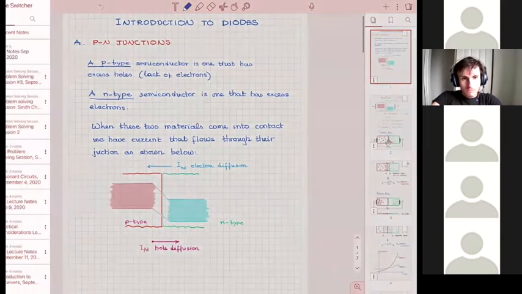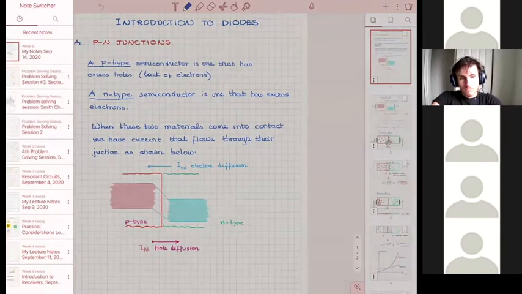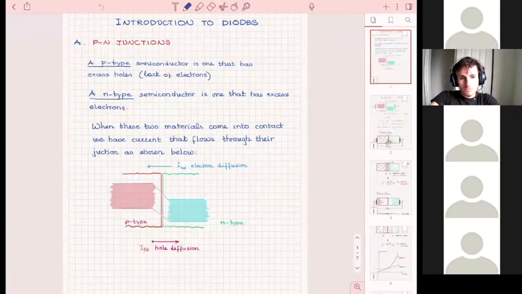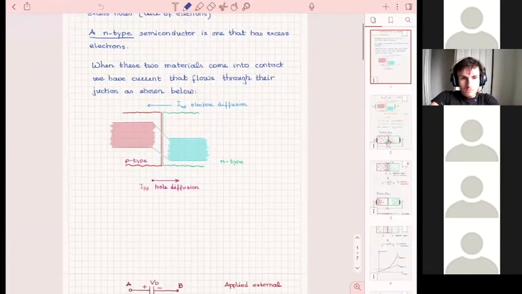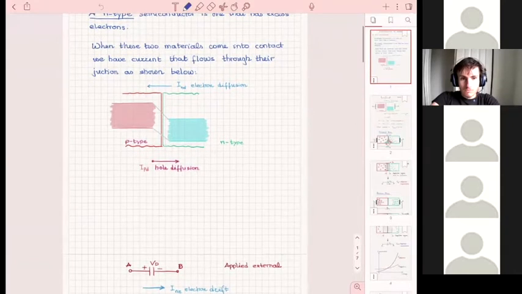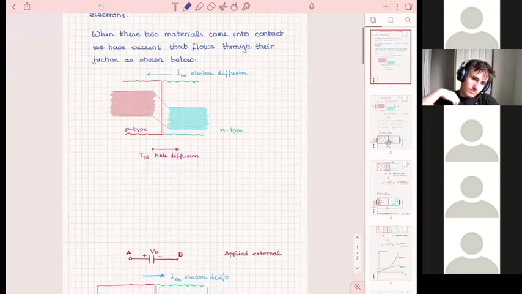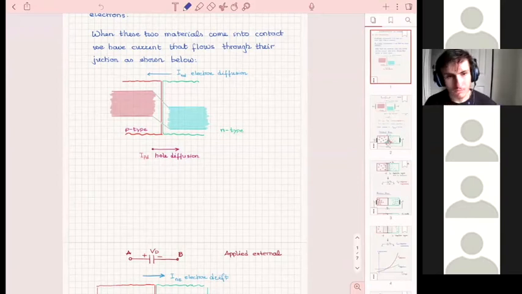When I need to, I will write, since you know this stuff. So you have a PN junction, and if you remember, we have two types of currents that flow. We'll have diffusion, and it happens automatically when you bring together P-type material, which has extra holes, and N-type material, which has extra electrons.